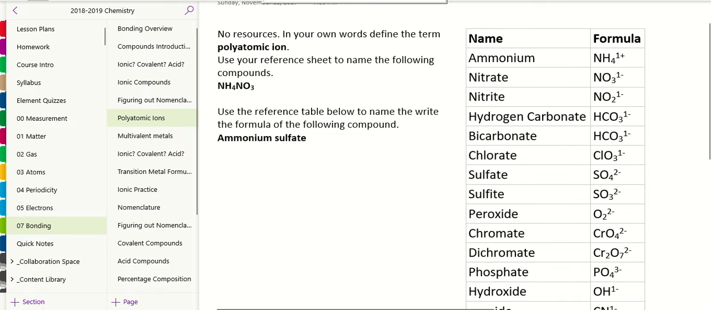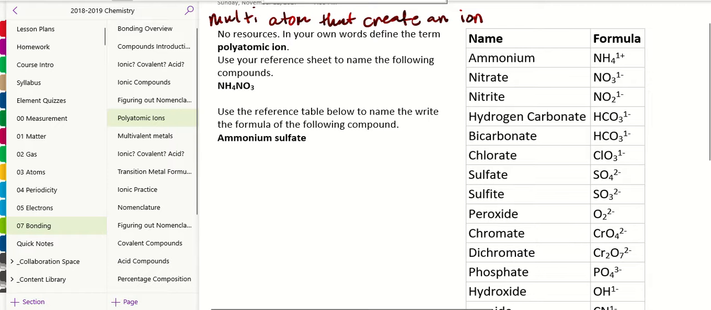All right. So, what was your definition for polyatomic ion again? So, multiple atoms put together that create an ion. So we have a series of polyatomic ions listed on the right that you just wrote down, correct?